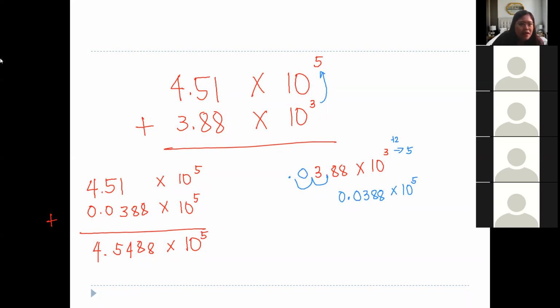Na yung mga tama na apoy mali. Unsay nahitabuan ni? Nakita ninyo asa mo nagmali, no? I hope nakita ninyo asa mo nagmali. Yes po, ma'am. Okay. Yes, ma'am.